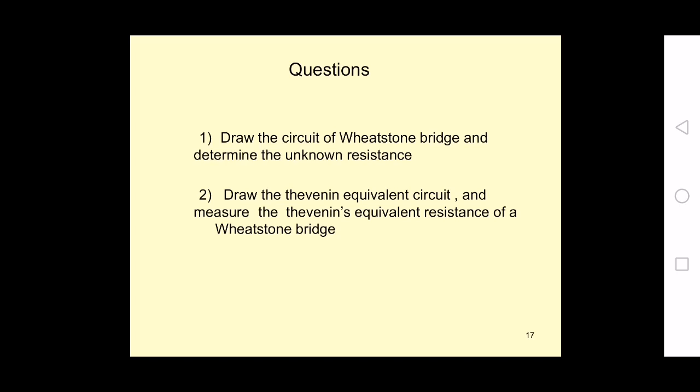And the rise in temperature causes a change in the value of the resistance, and excessive current may cause a permanent change in the value. These are the limitations of the Wheatstone bridge.